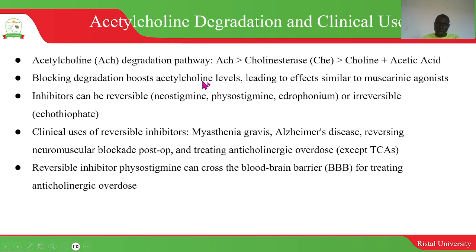We look at acetylcholine degradation still and the clinical uses. So we said the pathway involves acetylcholine being broken down by the enzyme acetylcholinesterase into choline and acetic acid, as we saw already in the diagram. Blocking degradation boosts acetylcholine levels, leading to effects similar to the muscarinic agonist.